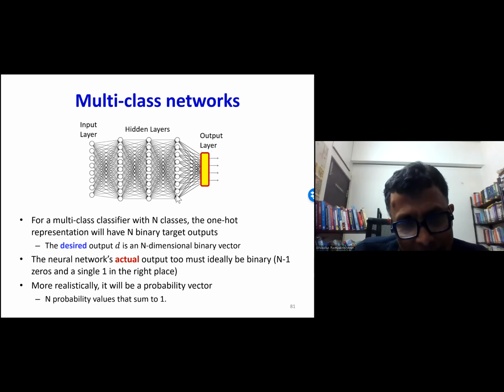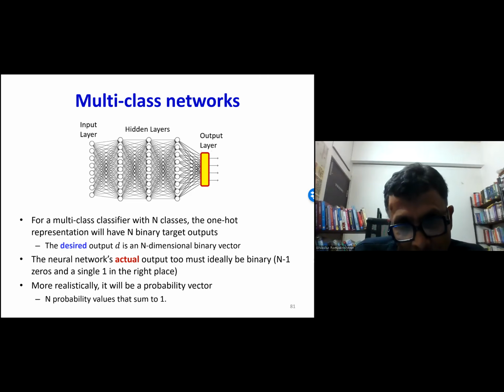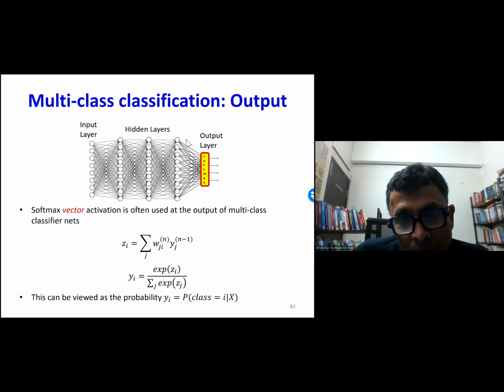So for a multi-class classifier network with n classes, we will have one-hot representations for the desired outputs. The network will have as many outputs as the classes. The network's actual output too must ideally be binary, right? So for any input, it must have n-1 zeros and a single one in the right place. But more realistically, it will be a probability vector, n probability values that sum to 1. So it actually computes the probability for each of these classes.